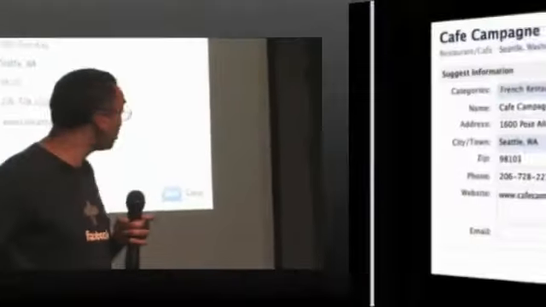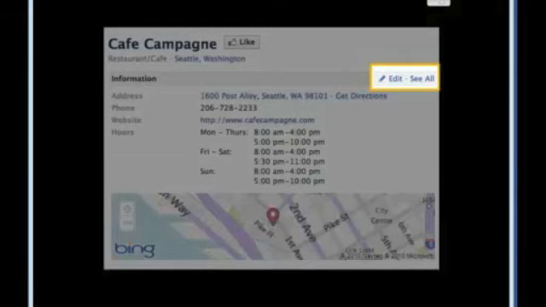So this is what it looks like. You always show the edit button? The edit button actually shows up for all non-owned pages at this point. It might actually show up for all owned pages too, but right now it shows up for all non-owned places.